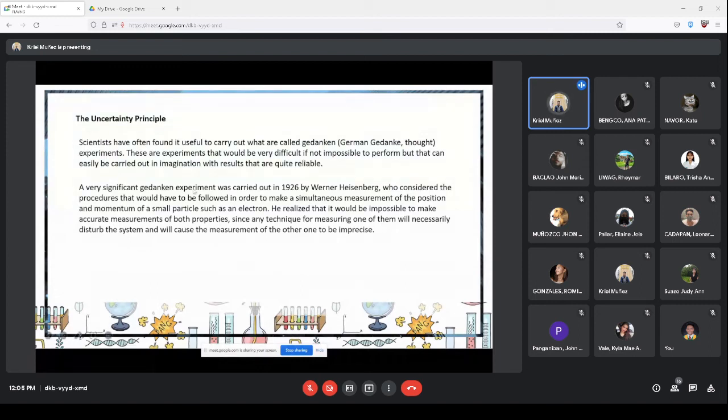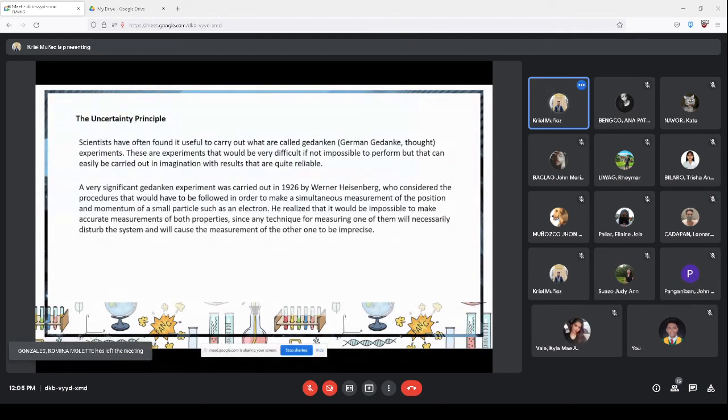So very significant Gedanken experiment was carried out in 1926 by Heisenberg, who considered the procedures that would have to be followed in order to make a simultaneous measurement of the position and momentum of small particles such as an electron. So he realized that it would be impossible to make accurate measurements of both properties, since any technique for measuring one of them will necessarily disturb the system and will cause the measurement of the other one to be imprecise. Ano ba yung nangyari? For example, class, gusto mong malaman yung position sa spectrum nung iyong nung emission.